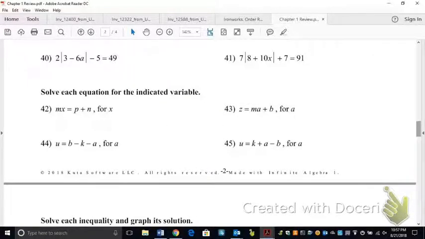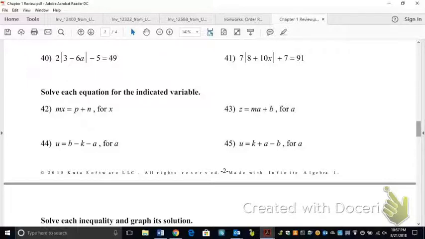So what we need to do on these next ones, these are called literal equations, and what we need to do is solve for the given variable. So this is actually an extremely important skill, and is really helpful for when we're doing later equations and we need to solve for a specified variable instead of what the equation is normally set up for.